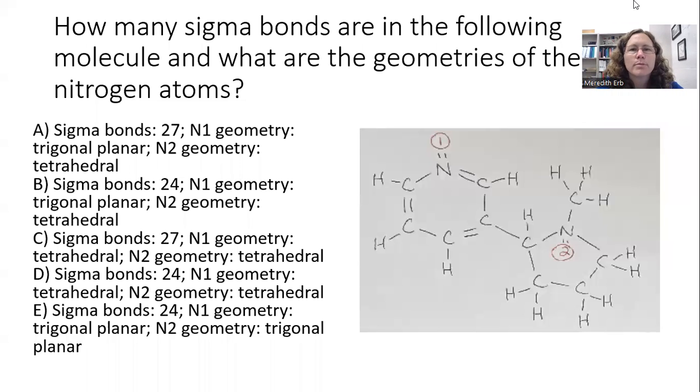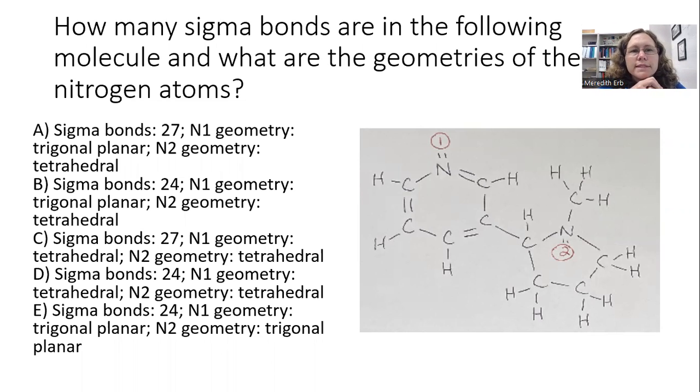The question asks, how many sigma bonds are in the following molecule and what are the geometries of the nitrogen atoms? So to answer this question, we have to know what a sigma bond is. And we have to have knowledge of geometry and what determines geometry, such as hybridization.